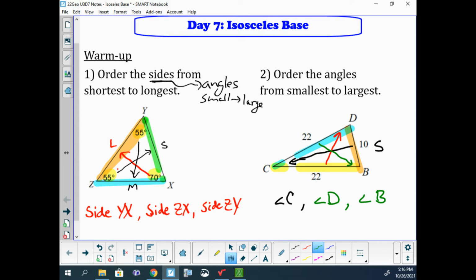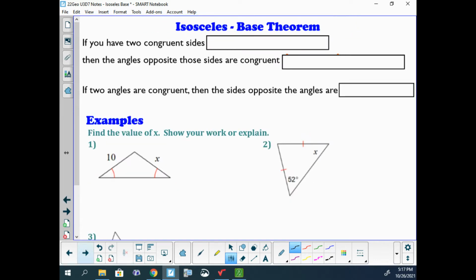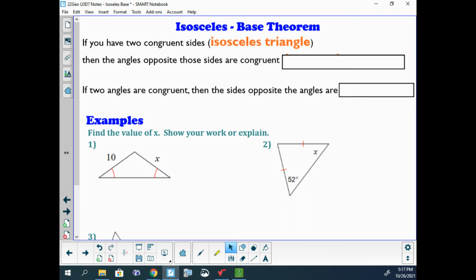In both of these situations, our triangles are isosceles. Isosceles means that two sides are congruent. And that's going to come into play today with our isosceles base theorem. Let's look at what that theorem is. If you have two congruent sides, in other words, an isosceles triangle, then the angles opposite those sides are congruent. And we call those angles base angles.